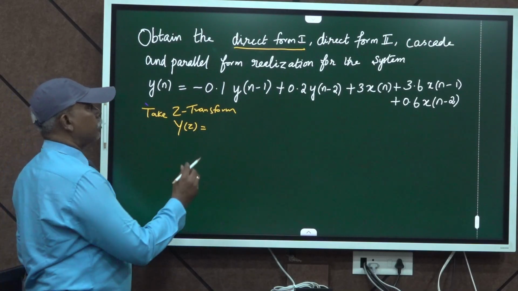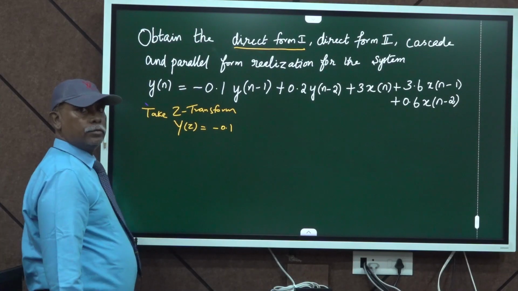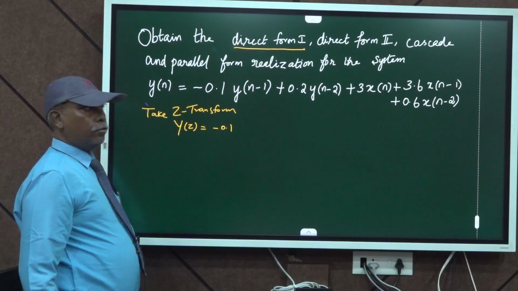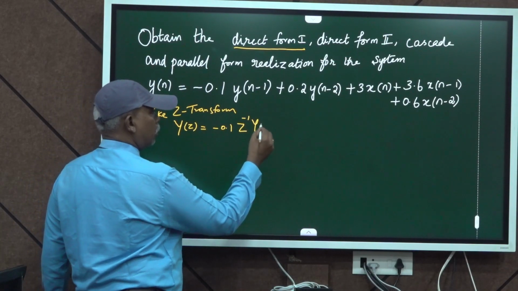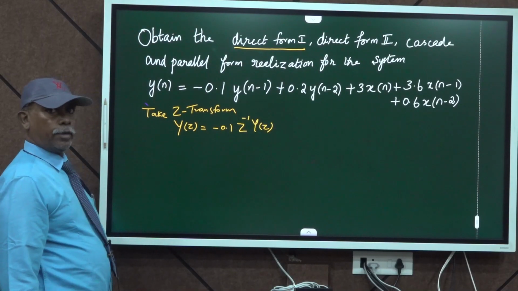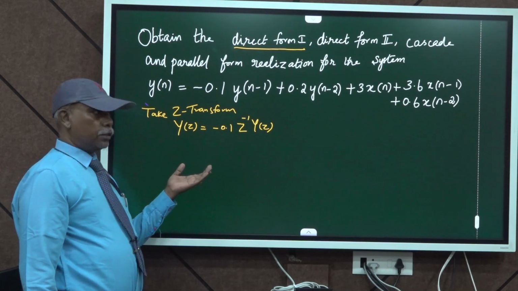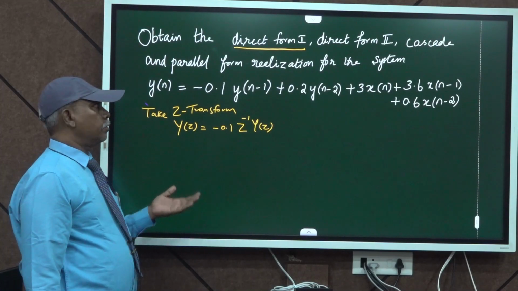Okay. So Y of Z minus 0.1 Y of n minus 1. What is the Z transform of y of n minus 1? Here it has one delay. One delay is represented as Z power minus 1 into Y of Z. So the Z transform of y of n minus 1 is Z power minus 1 into Y of Z. It was studied in our earlier classes in signals and systems, or in mathematics also you may have studied it.